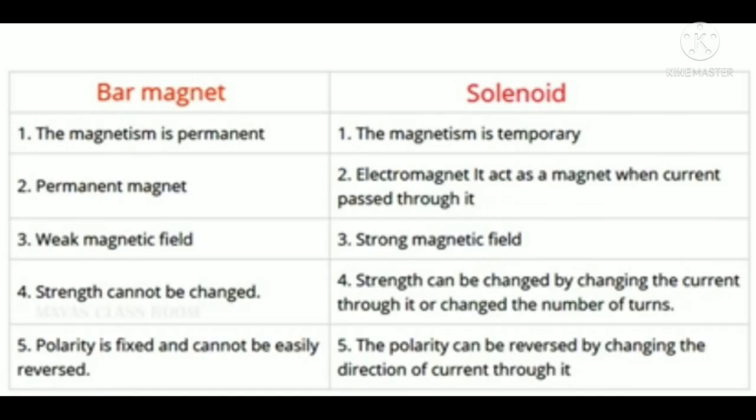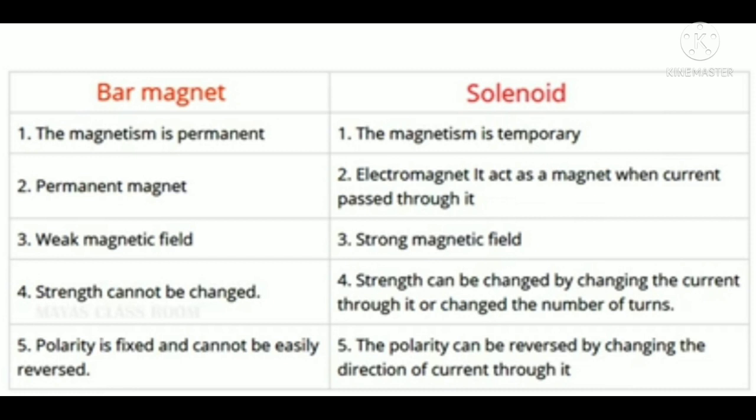Let us see the difference between bar magnet and a solenoid. The magnetism is permanent in the case of bar magnet, but the magnetism is temporary in the case of solenoid. Bar magnet is a permanent magnet, but solenoid is an electromagnet. It acts as a magnet when current is passed through it. Bar magnet has a weak magnetic field, but solenoid has a strong magnetic field.